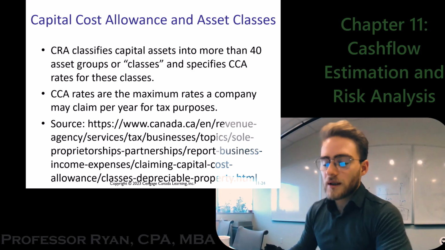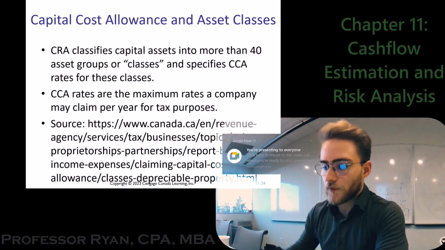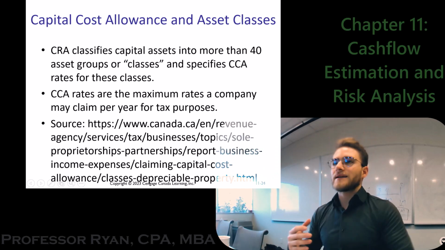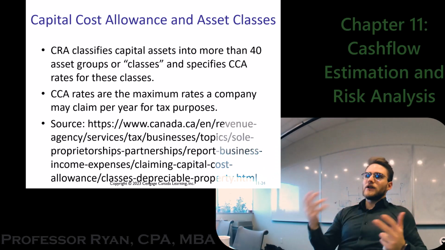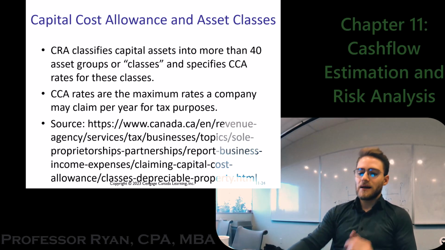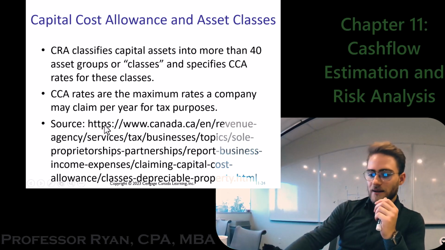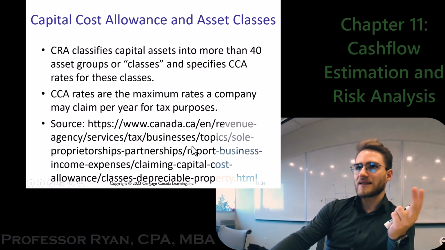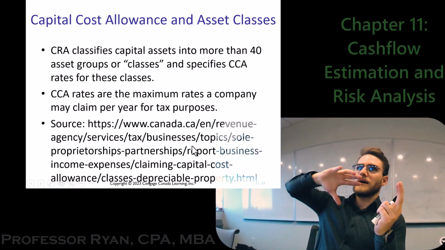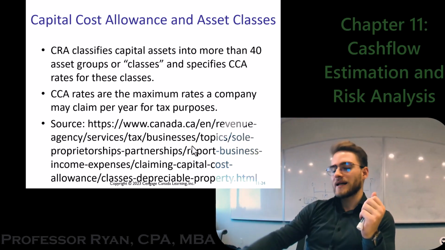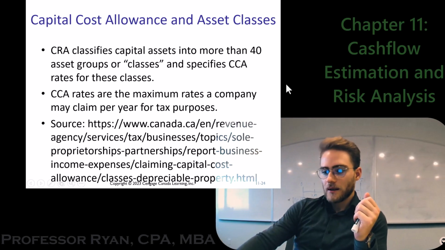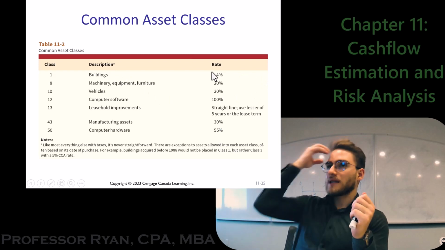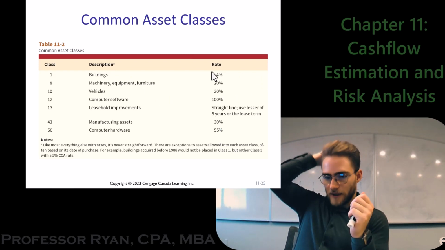Okay, so CRA has 40 different classes, right? And these classes are basically individual rates for individual types of assets. If you want to view this, you can just go to this hyperlink right here, and it will take you to every single asset class for every single type of asset that you can amortize for tax purposes for a business. So for instance, buildings are amortized at a 4% depreciation rate.